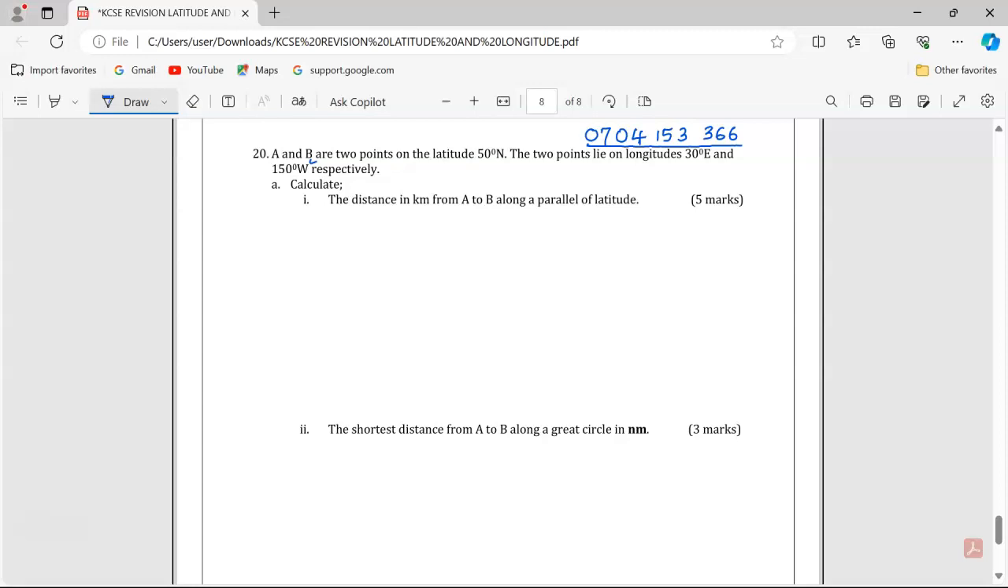So what we're having here is a distance in kilometers along a parallel of latitude. This is simply to mean distance along a small circle. Distance along a small circle is usually given by beta out of 360 times 2 pi r cosine of the latitude. Beta in this case is what we call longitude difference.